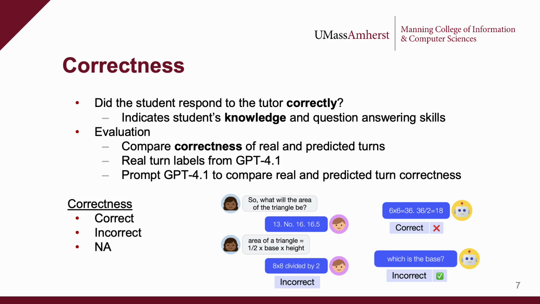Our second metric is correctness, which measures if the student responded correctly to the tutor's previous turn, indicating the student's knowledge and question answering skills. We use prompting to identify if the student responded correctly or incorrectly, and measure if both the simulated and ground truth turn had the same correctness state.